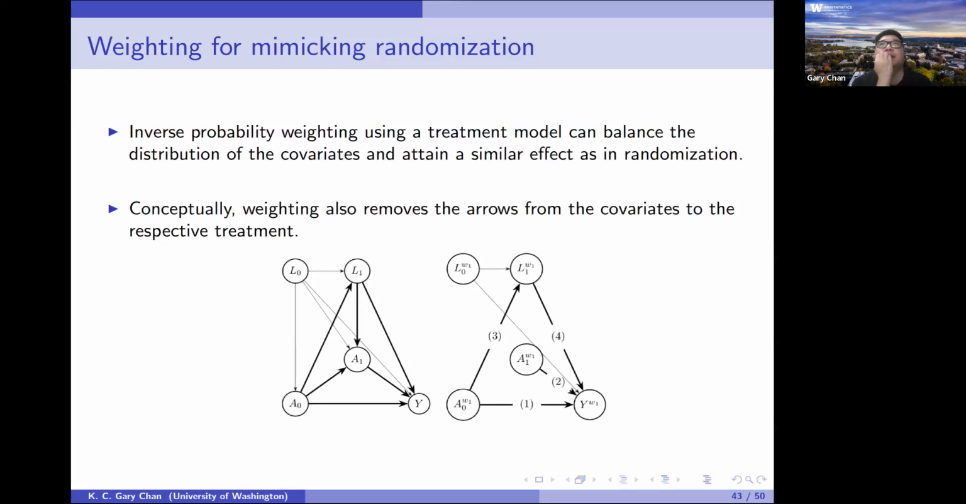So this is something related to what I talked about last short course: if you do inverse probability weighting, you actually create a pseudo population that balances the distribution of covariates that are related to the treatment assignments, and attain a similar effect as in randomization. So conceptually, weighting also removes arrows from covariates to the respective treatments. So what we want to do is to reconstruct weights. First, there's a weight, and then after we do the weighting, we can remove the same arrows that we remove for randomization.